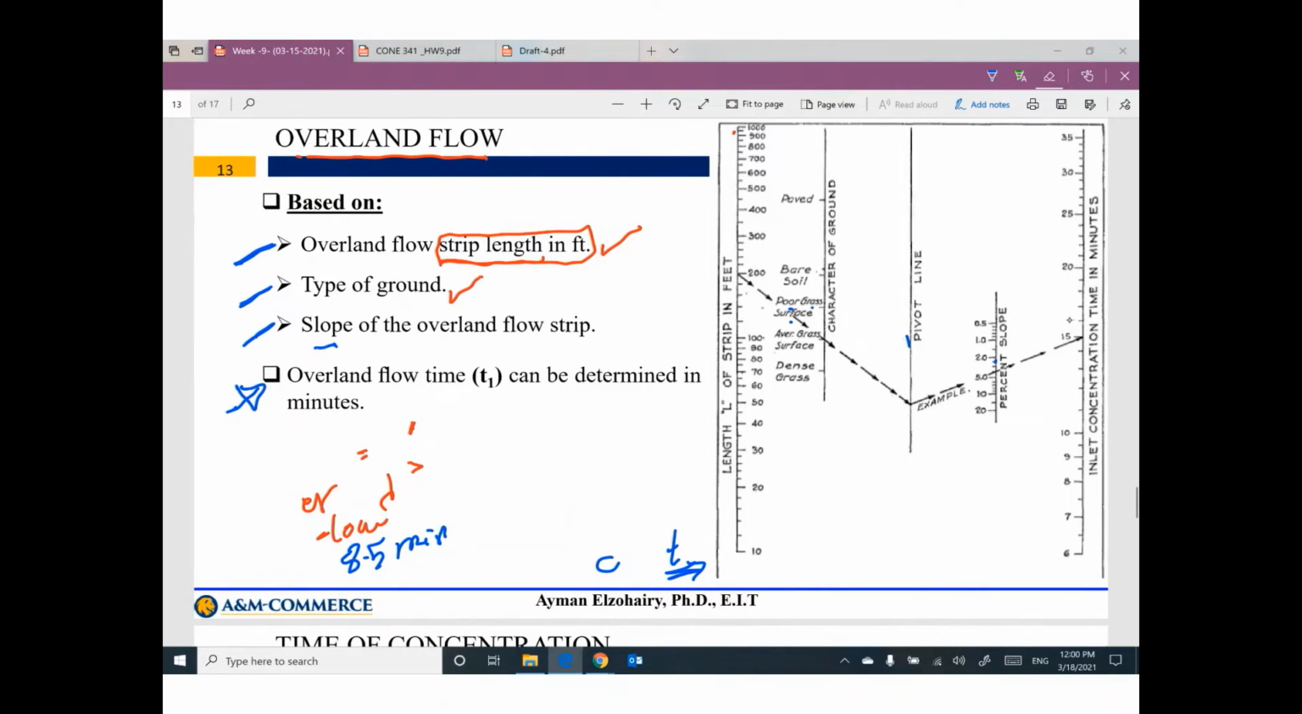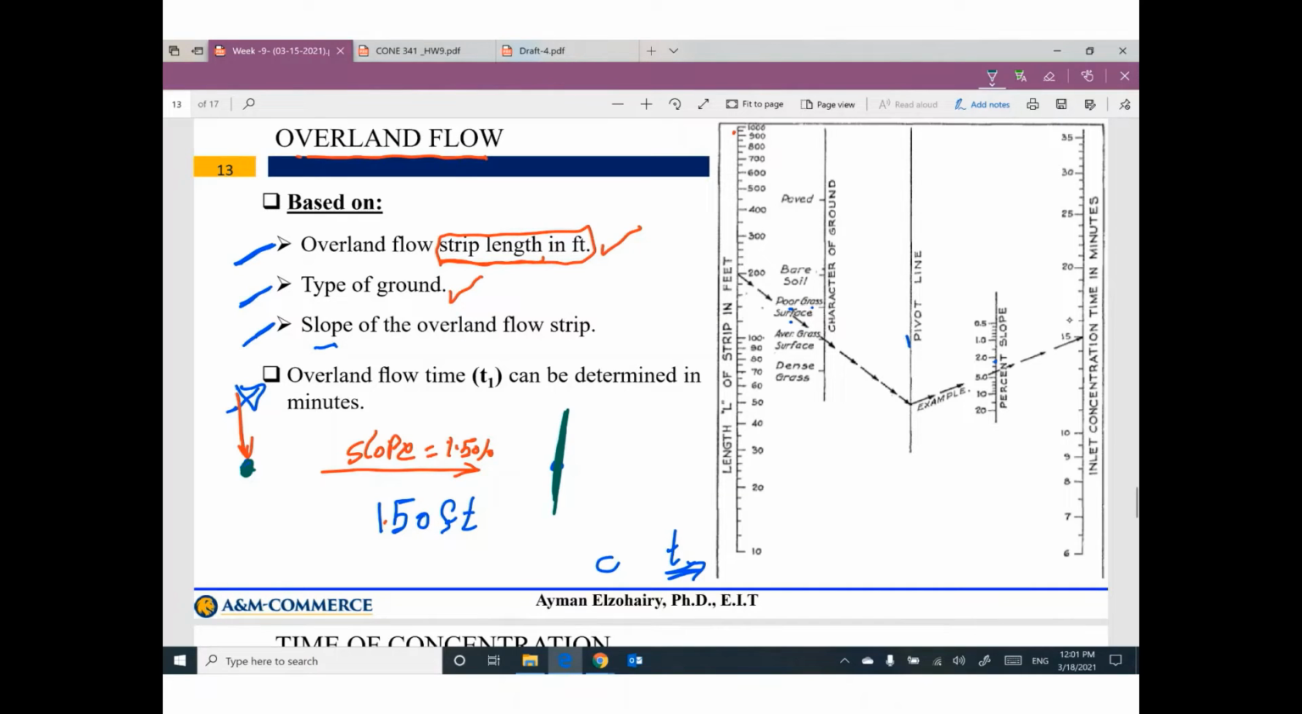Let's assume you are in your street and the length between this point and this point is 150 feet. And you are watching a drop of water at this location. And the slope of the street equals 1.5%. Can you tell me how long it will take for this drop of water to reach this location? We have this chart to tell you this information.